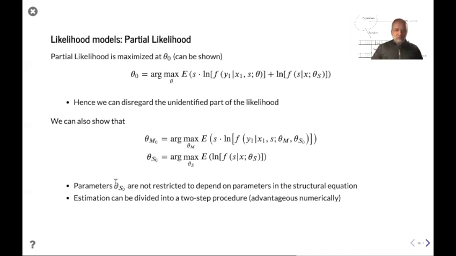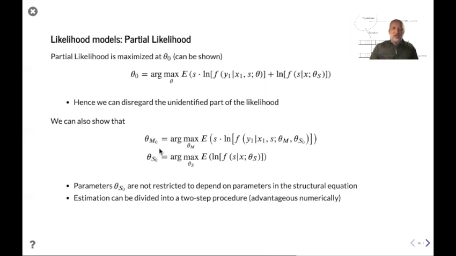In other words, the parameters entering into the selection equation are not restricted to depend on parameters in the structural equation, and we don't need to impose that in order to obtain identification. So that's the formal motivation for the two-step procedure that we just covered with the Heckit procedure. This means that we can divide it into the two-step procedure and still obtain identification.